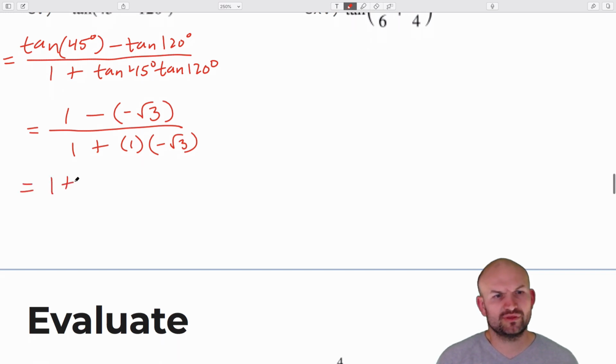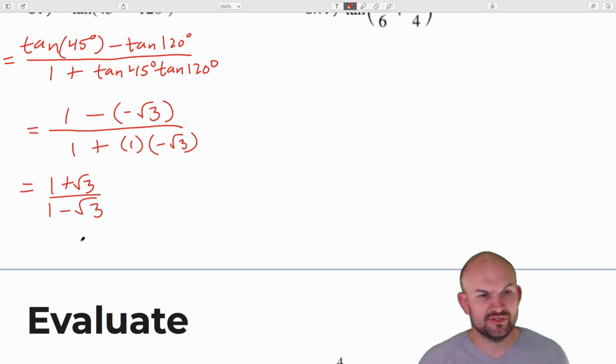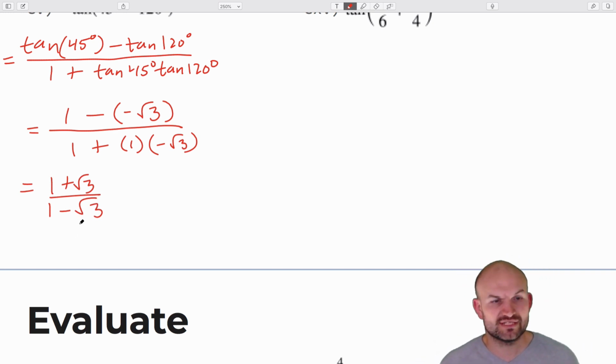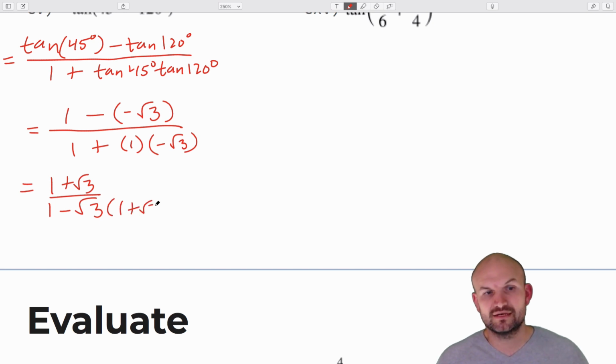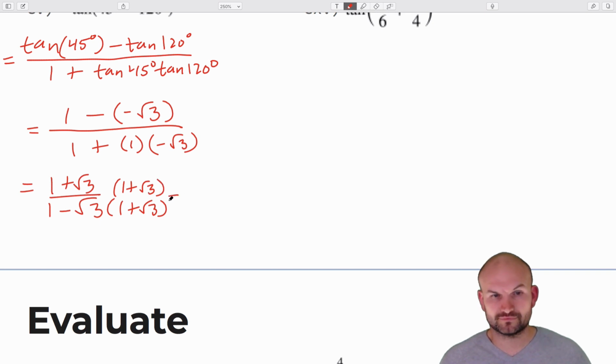All right, so we can just go ahead and clean this up a little bit. So I have 1 plus the square root of 3 all over 1 minus the square root of 3. Now again, we want to be careful and not say, oh, these are just going to divide out, because they don't. You can't divide them out because one's positive, one's negative. But one thing that we do is we practice getting the radical off the denominator. So we're going to multiply by the conjugate. So we'll have 1 plus the square root of 3, and we'll multiply that on the top and the bottom.